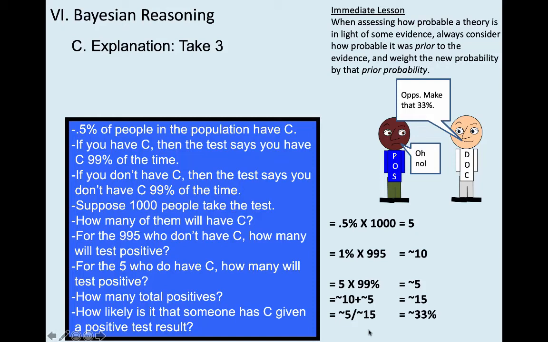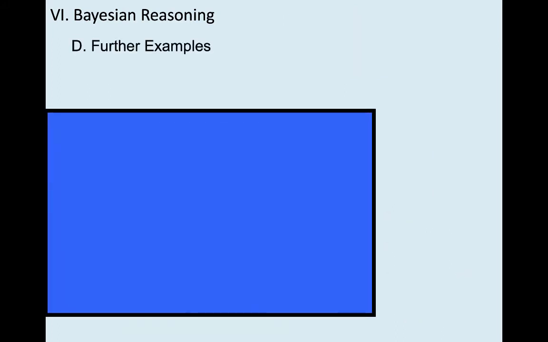Okay, so last time we talked about how to do Bayesian reasoning. We went over an example. Today we're going to do another example. In this segment, I should say, we're going to do another example.